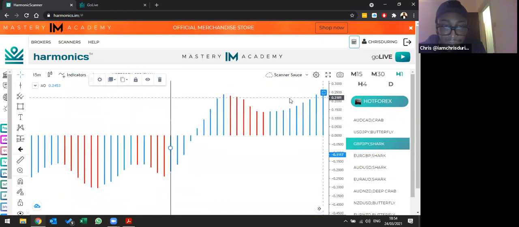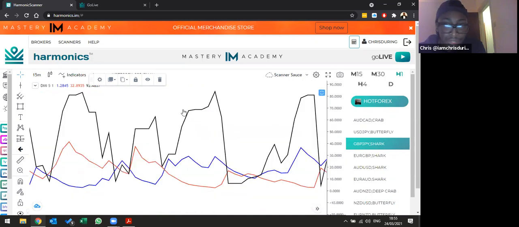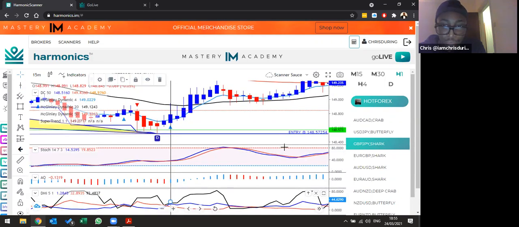And then lastly, on our DMI, again, we want the blue line above the red line, and we want the black line above the 40. So again, if I draw my line on here, just so I know where I'm looking.